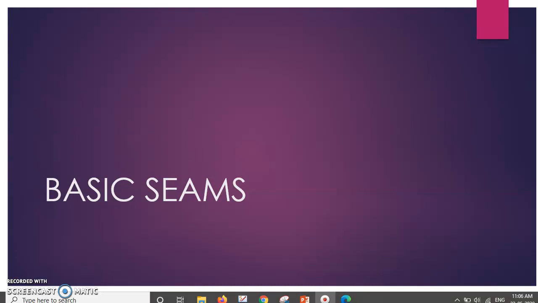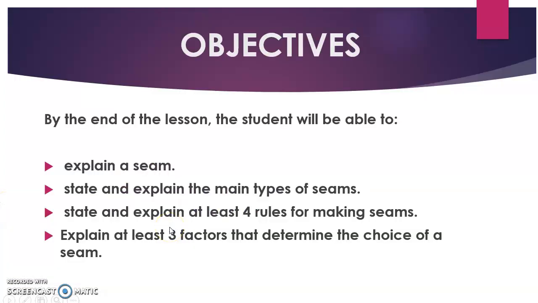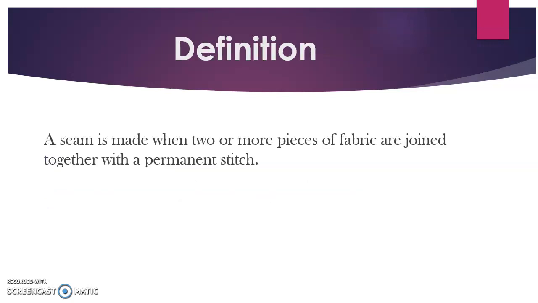By the end of the lesson, you should be able to: 1. Explain a seam. 2. State and explain the main types of seams. 3. State and explain at least 4 rules for making seams. And then finally, explain at least 3 factors that determine the choice of a seam.